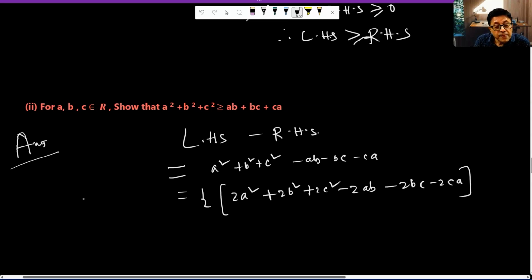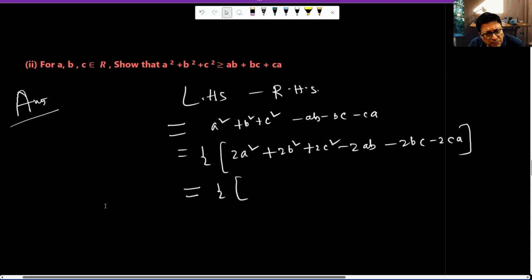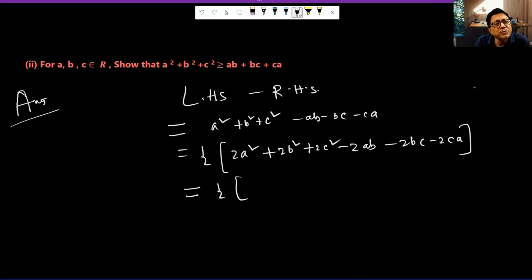Understood? I am just multiplying by 2 and dividing by 2. Half into. Now, some of you might have done this manipulation before. I am just explaining that part only. My aim is clear. I want to make a perfect square.